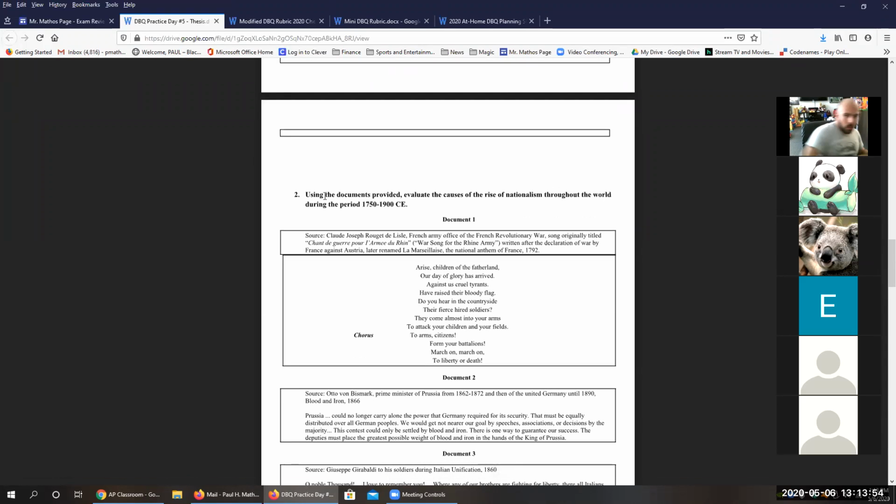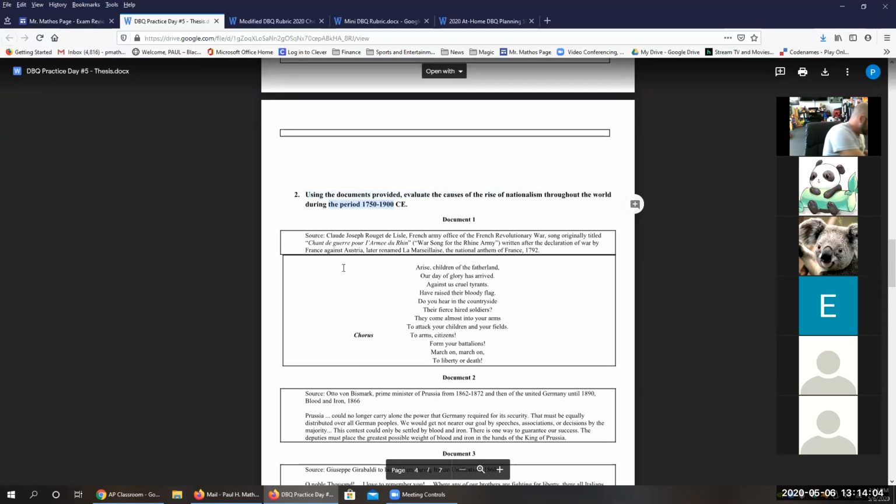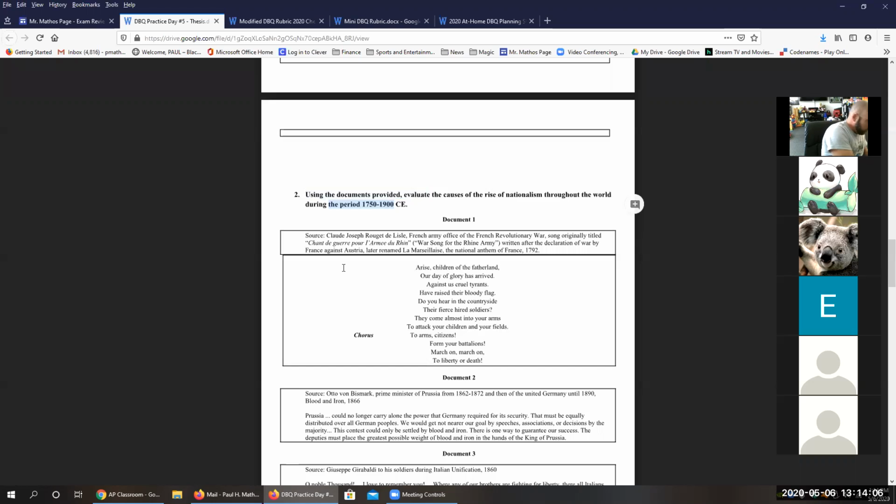All right. So what I want to do is, let's look at this: using the documents provided, evaluate the causes of the rise of nationalism throughout the world during the period 1750 to 1900 CE. So with that, who's got some theses for this? You all should have done this before you came here, so I want to see where we're at with this stuff. Who's got one? You can either say it or type it in the chat. Or if you wrote it down already, just copy and paste it into the chat.